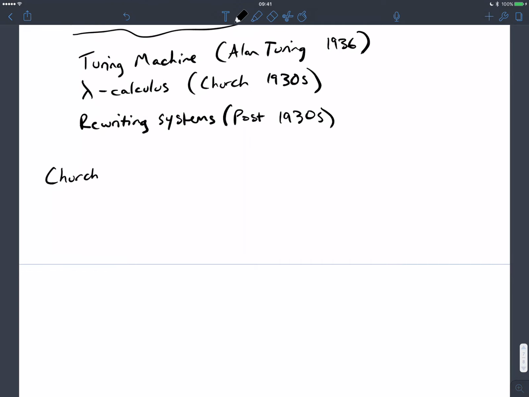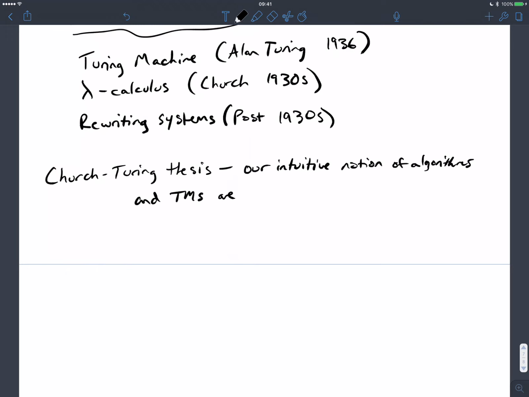So the Church-Turing thesis, it's not exactly what it says here, but applied to the modern setting, it says that our intuitive notion of algorithm and Turing machines are equivalent.